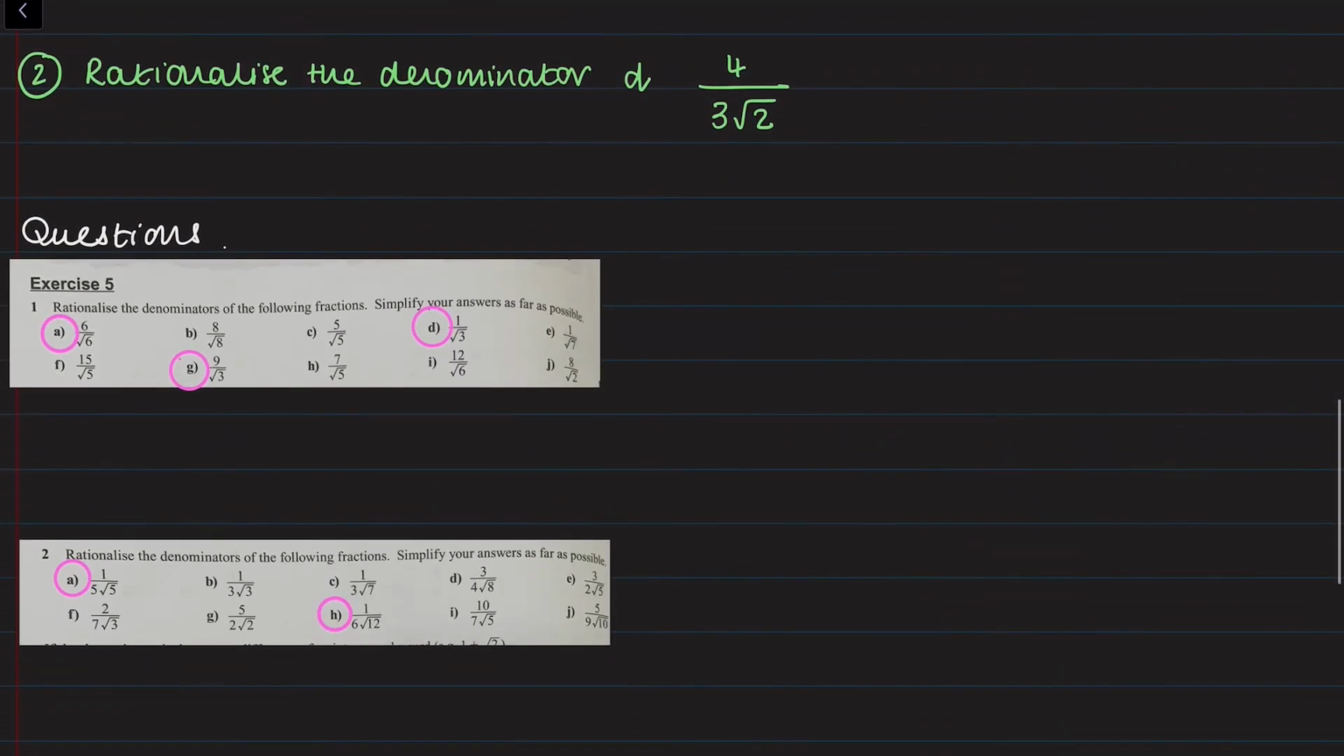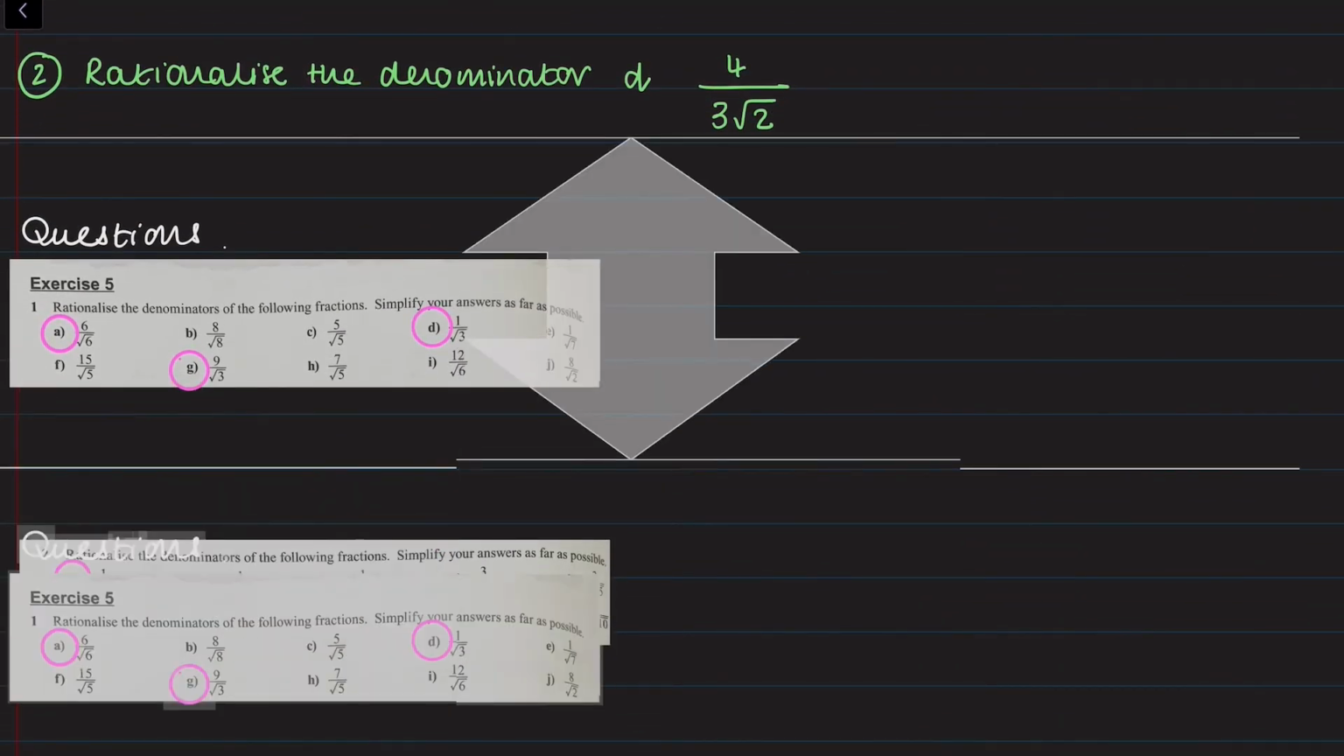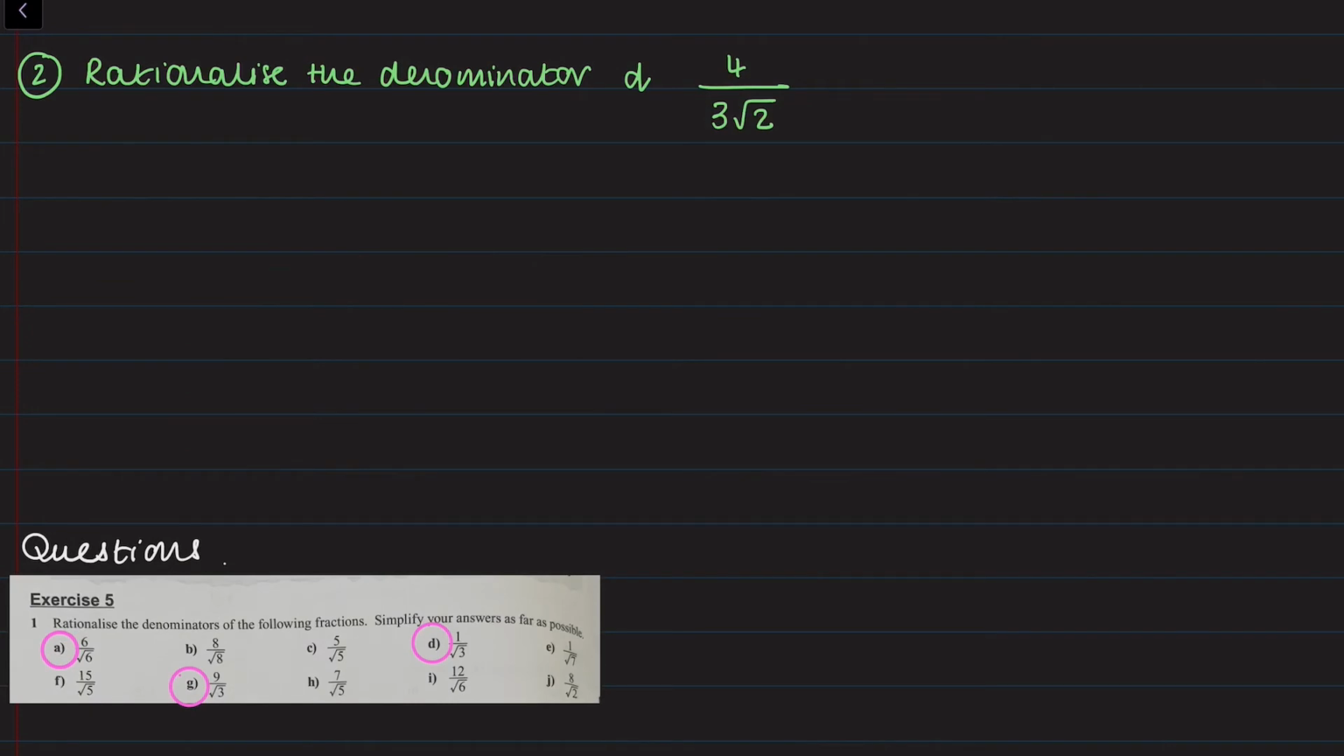Let's look at example 2. So now I've got 4 over 3 root 2. I need to multiply the top and bottom by the surd in my denominator. So I'm going to multiply by root 2 over root 2. That means I end up with 4 root 2 divided by 3 times root 2 times root 2. I know that root 2 times root 2 is just 2. So you end up with 4 root 2 over 2 times 3 times 2.